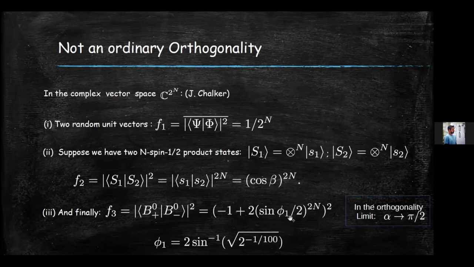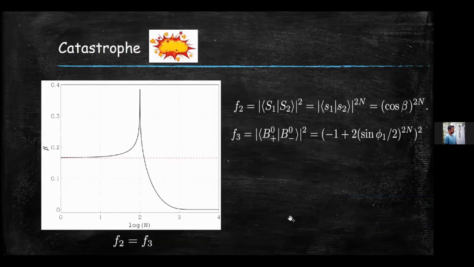And what we have shown here is that we will try to compare these two functions, f2 and f3, and as it turns out they are not comparable throughout the stretch of the number of spins. This means that this orthogonality is not due to the fact that these two states, b plus and b minus, are product states, and so definitely these two states, b plus and b minus, are entangled states. And this orthogonality is not just a consequence of the increase in the dimensionality of the Hilbert space.